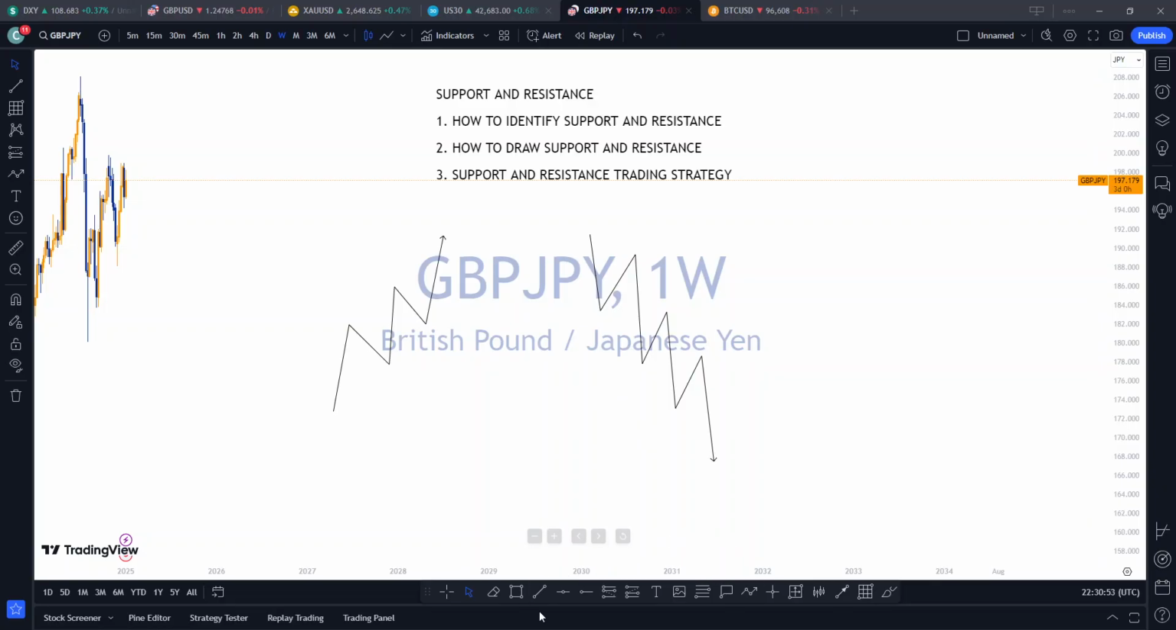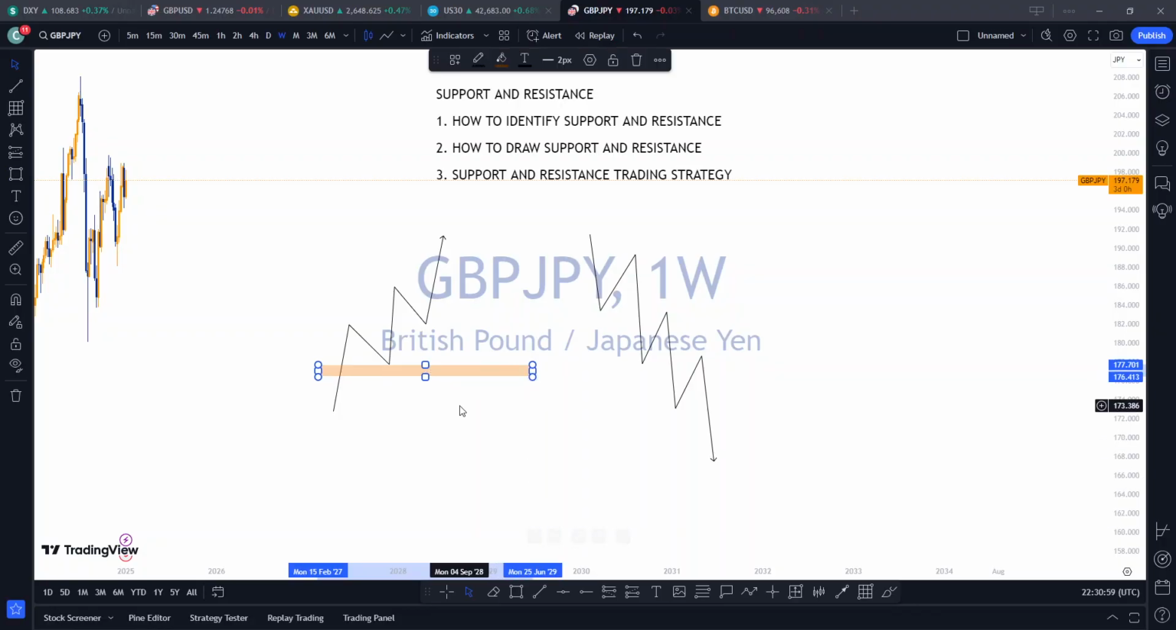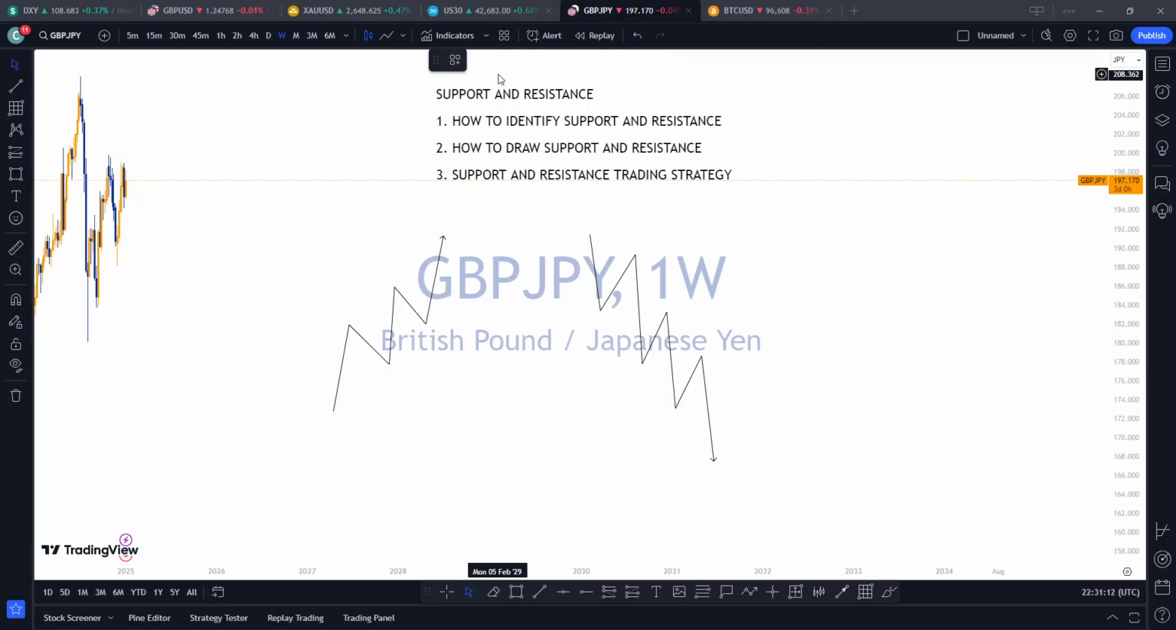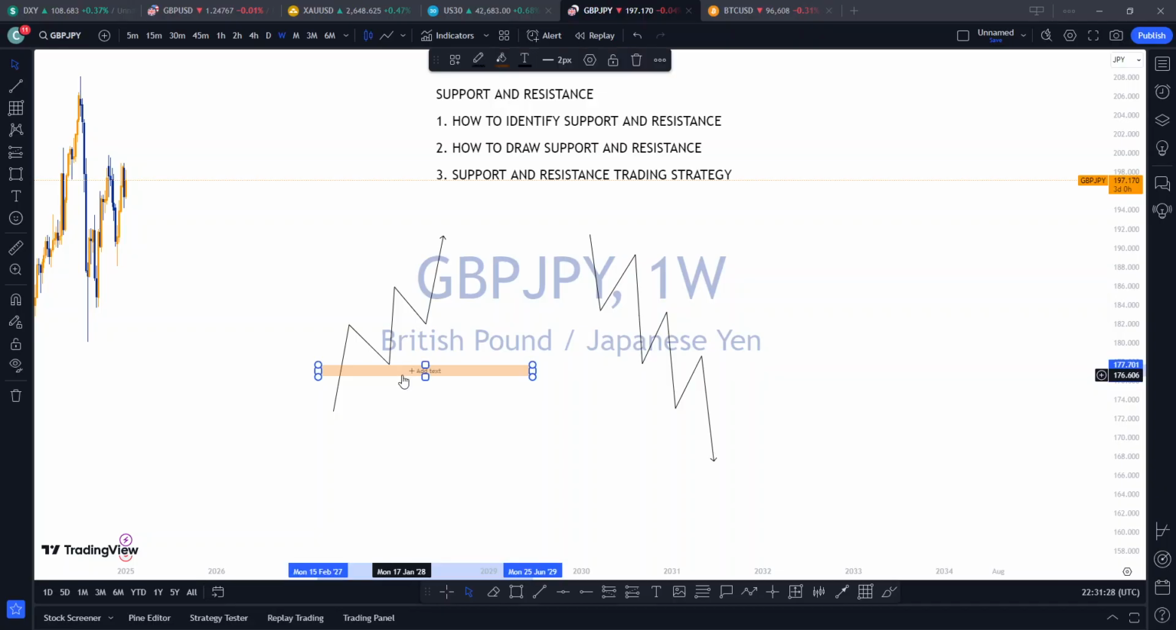First, let's take a box right here. For this uptrend right here, this would be a support area. Then right here will be our resistance.